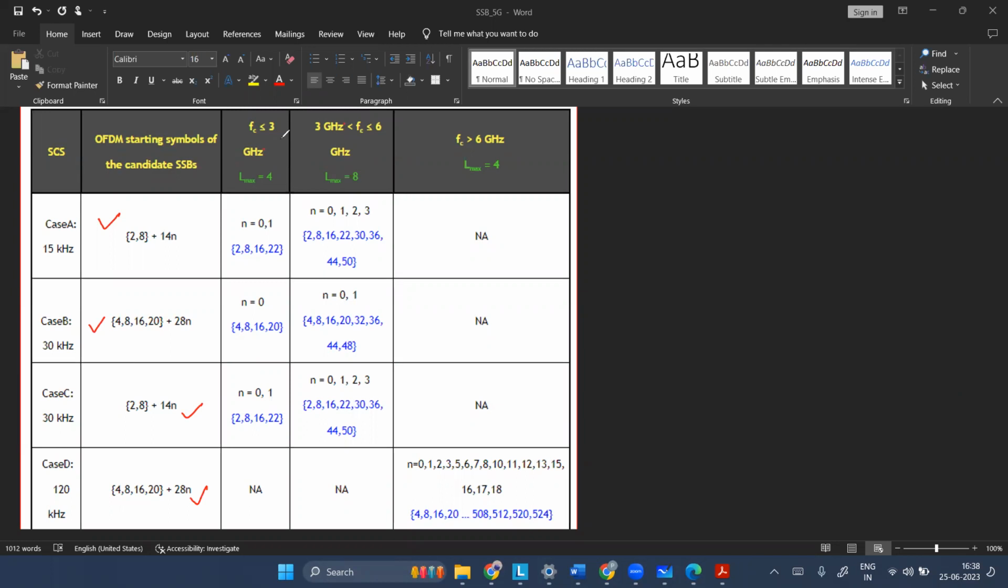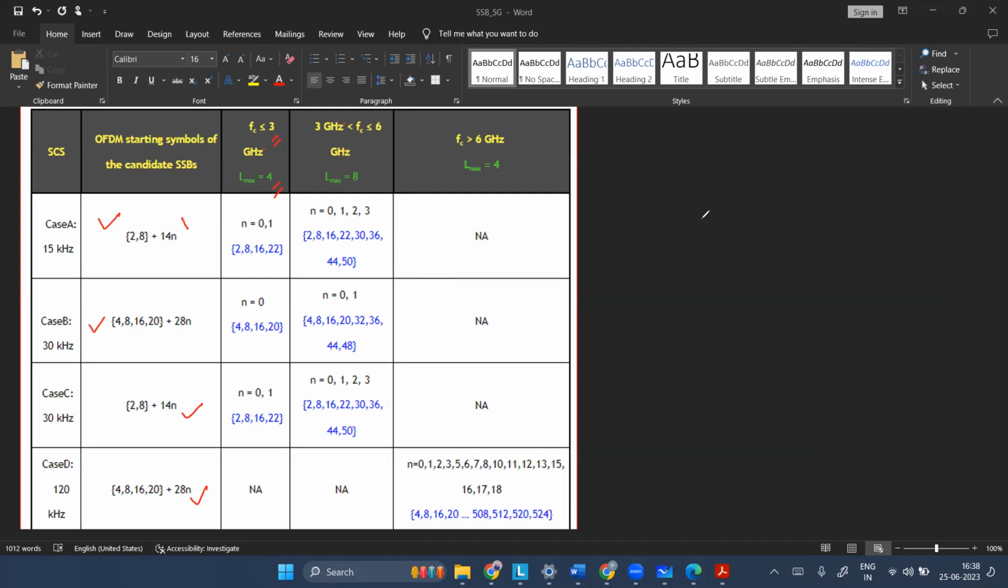So the carrier frequency FC is less than 3 gigahertz. As we know, for less than 3 gigahertz, Lmax, the maximum possible number of SSBs, is 4. So the possible values of n are 0 and 1. If we put 0 here, we get 2 and 8. If we put 1 here, we get 2, 8 plus 14, which means 16 and 22 if you add up.